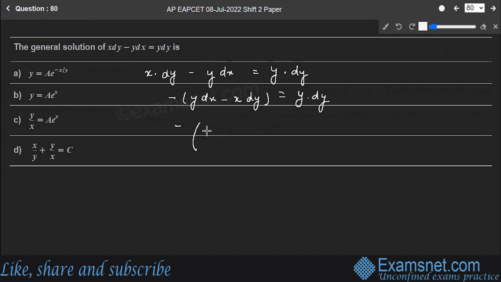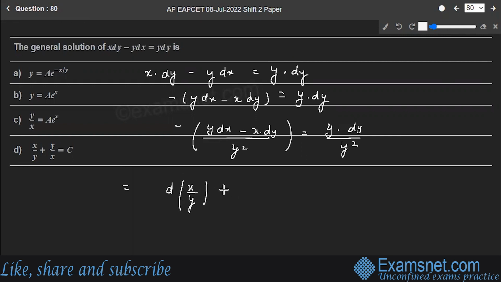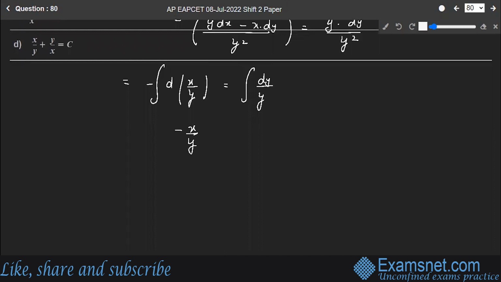So this is minus x dy upon y square. I'll divide both the sides by y square, so this will become equal to d of x upon y. This is equal to dy by y. Let's take the integral on both the sides, right? So here was minus, yes. So this will be minus x upon y is equal to natural log of y plus c.